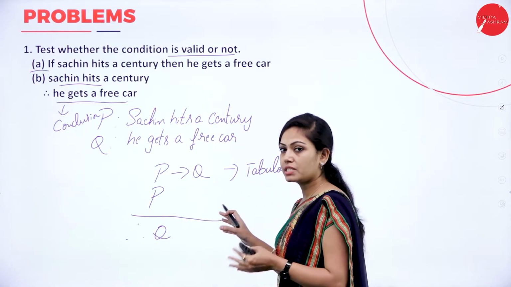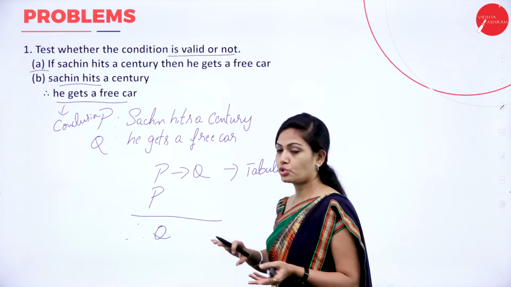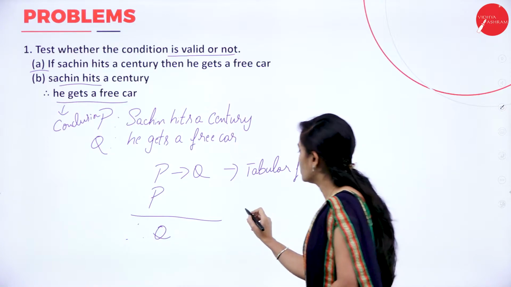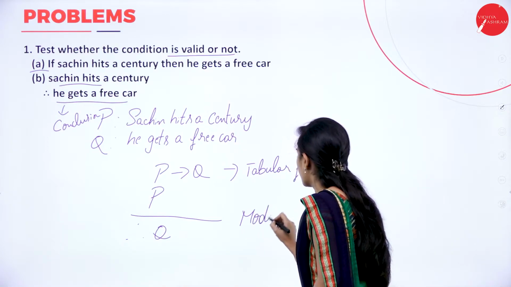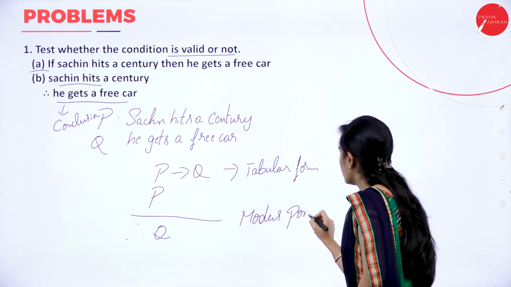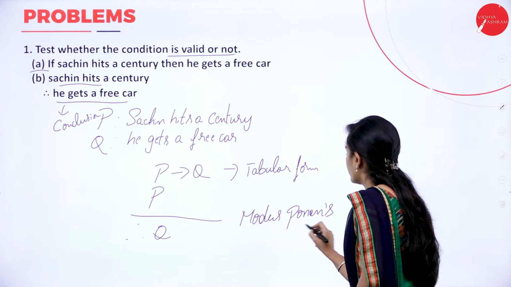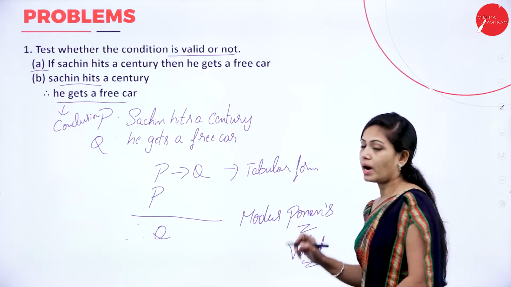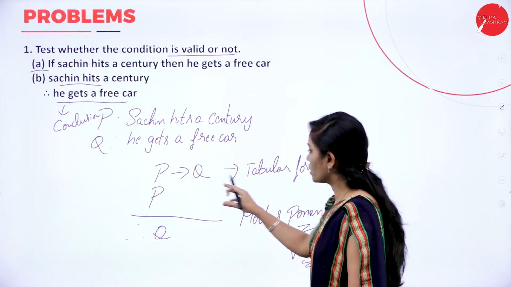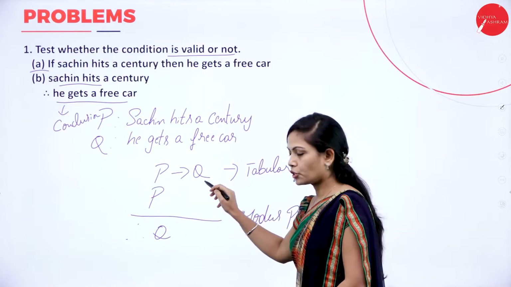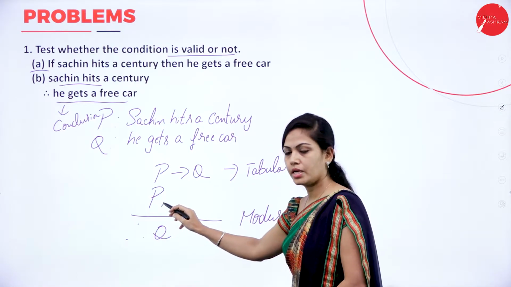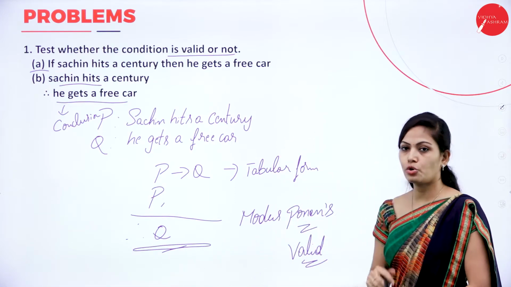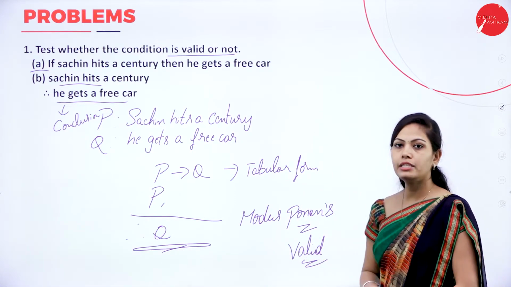So already I have discussed this rule in my previous session. So which rule is this? So it is modus ponens. Modus ponens rule. So it is a valid statement. Valid argument because it is modus ponens. P implies Q and P, therefore Q. This is the statement called modus ponens. So, modus ponens is a valid argument.